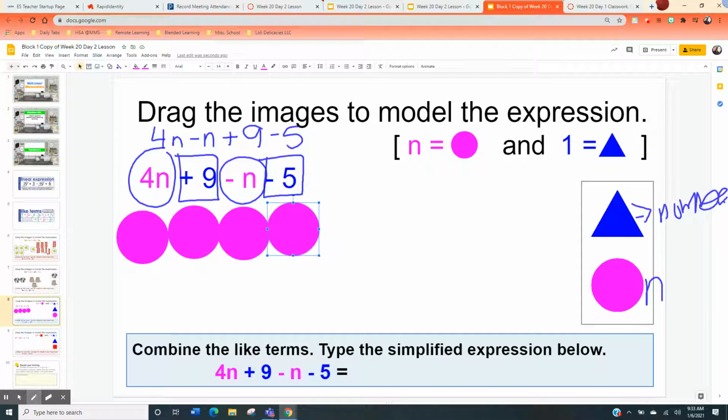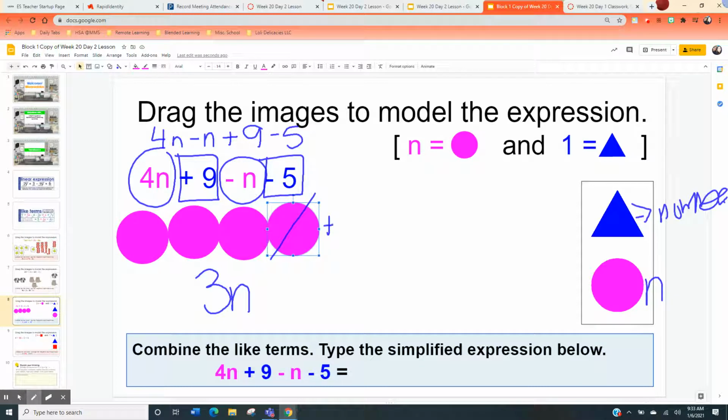Am I adding another circle or taking away? Taking away. Good. So let's see. Luisa, how many n's do I have left? Or how many circles? 3. Good. So I'm going to do 3n. Then it says plus 9.